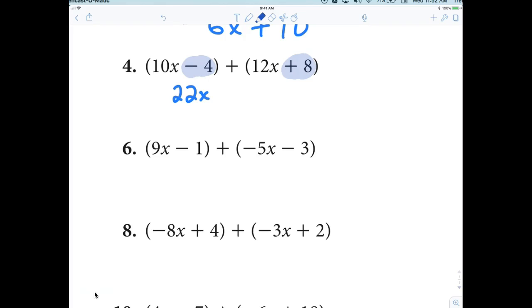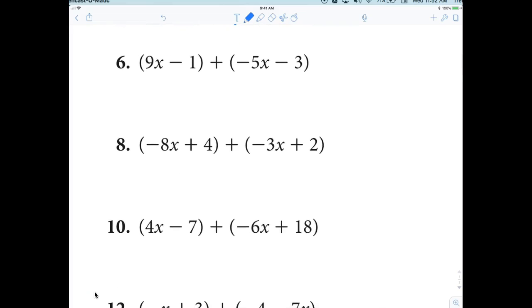Think about it. You owe me. Positive 4. Yes, positive 4. Come on now. Just think before you speak. All right? Plus 4. 22x plus 4. All right. Next. 4x minus 4. Brilliant.